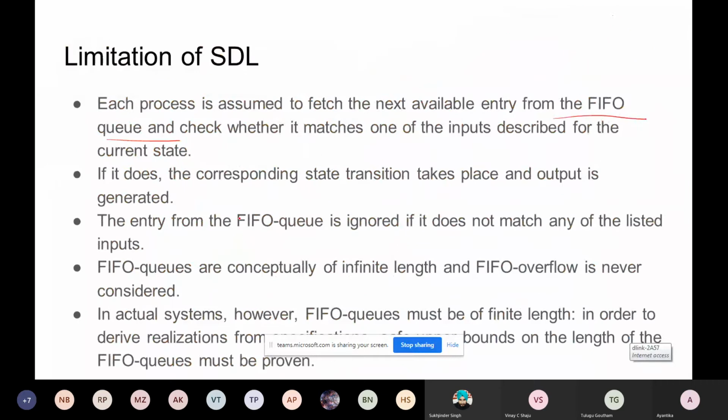But what is the limitation in this scenario? When you are modeling this using HDL, now is it fine? Hello?